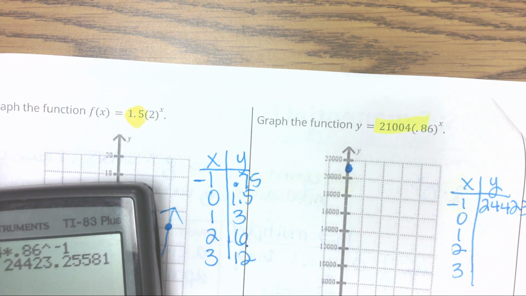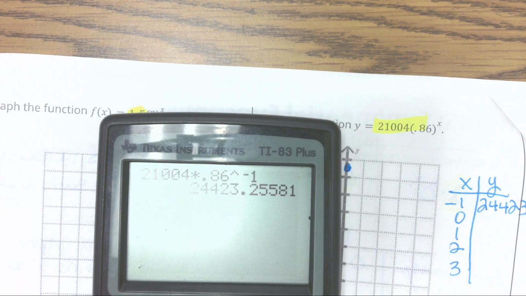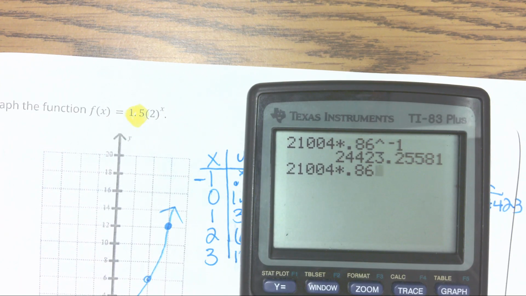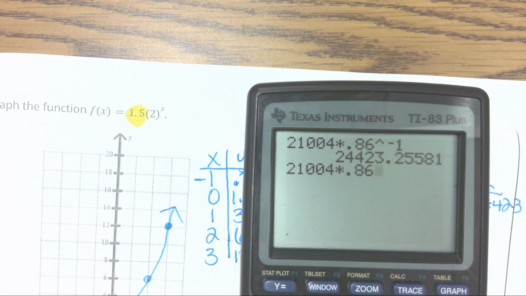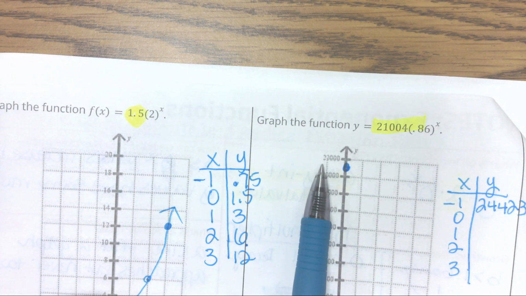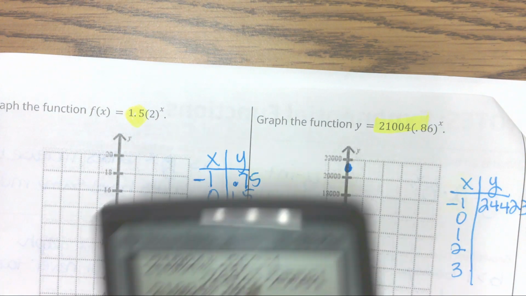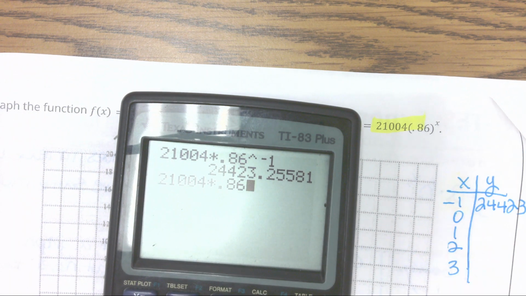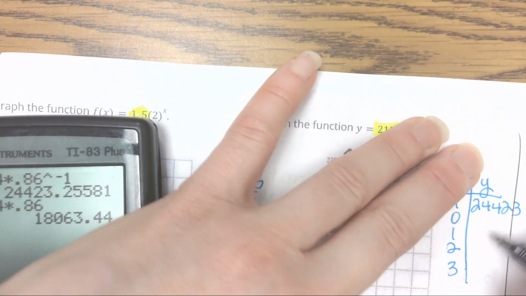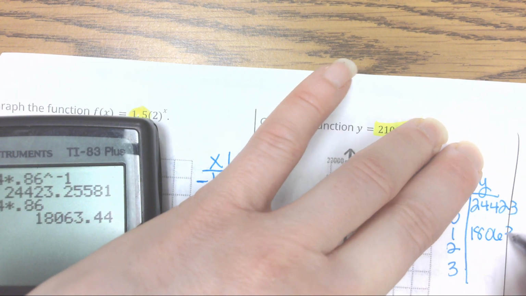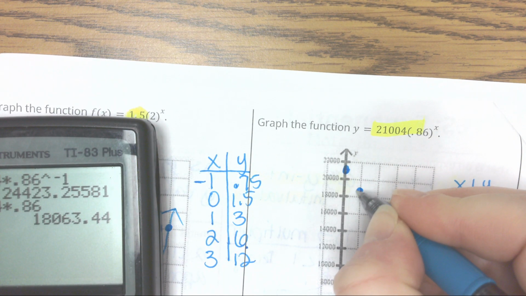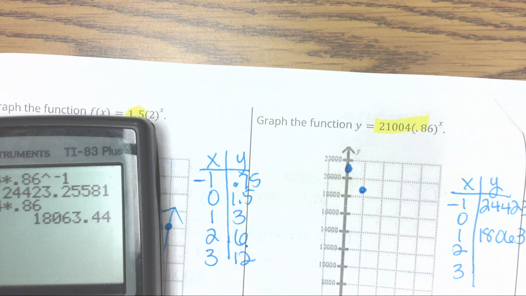All right, let's raise it to the first. I wanted to find a point over here. Okay. Would you raise it to the first? We already did the 0. I get 18,063. Would you plot 1 and 18,063? It would be a little less than halfway between 18,000 and 20,000.